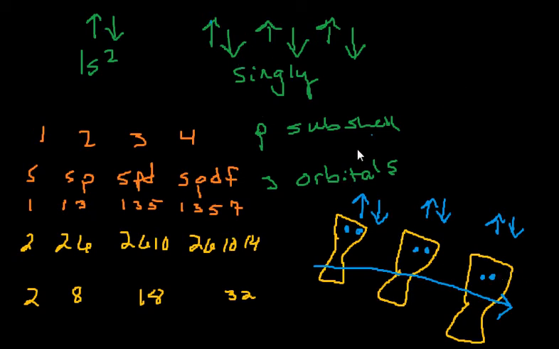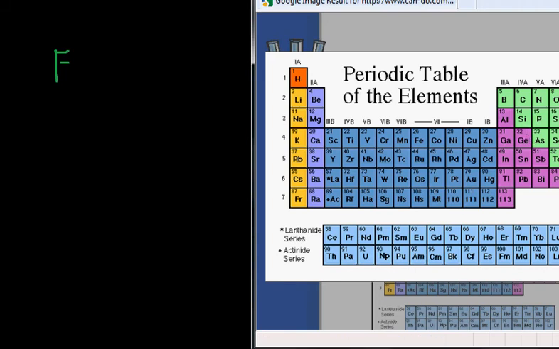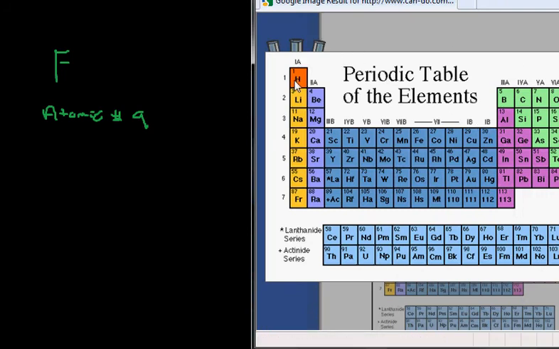So let me do an example now. Why don't we clear this? Okay, let's use fluorine for our example. Let me bring up a periodic table for us to look at. Fluorine has an atomic number of 9. Without even looking at the periodic table, we could probably do that because we've done many examples of these, but let's look at it anyway.